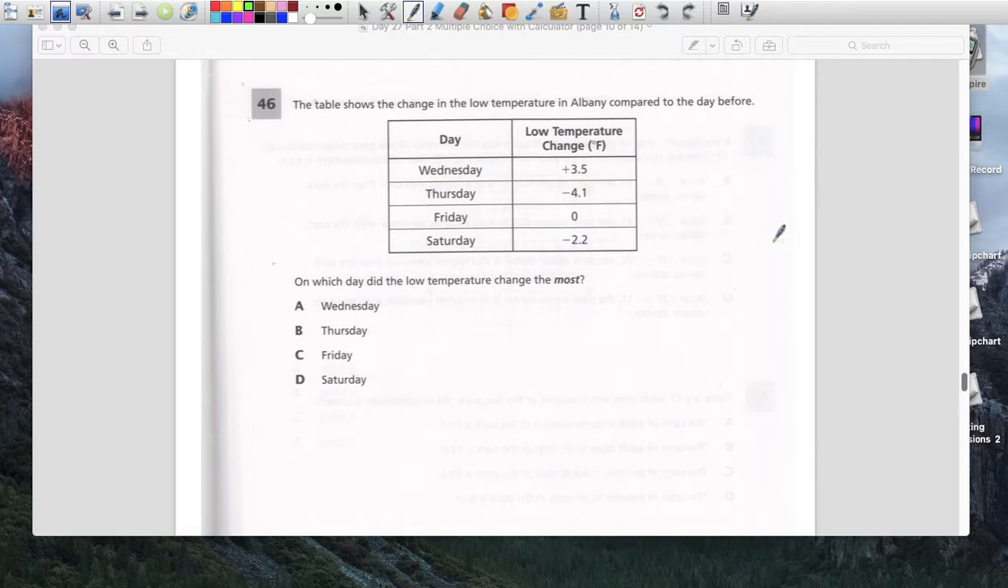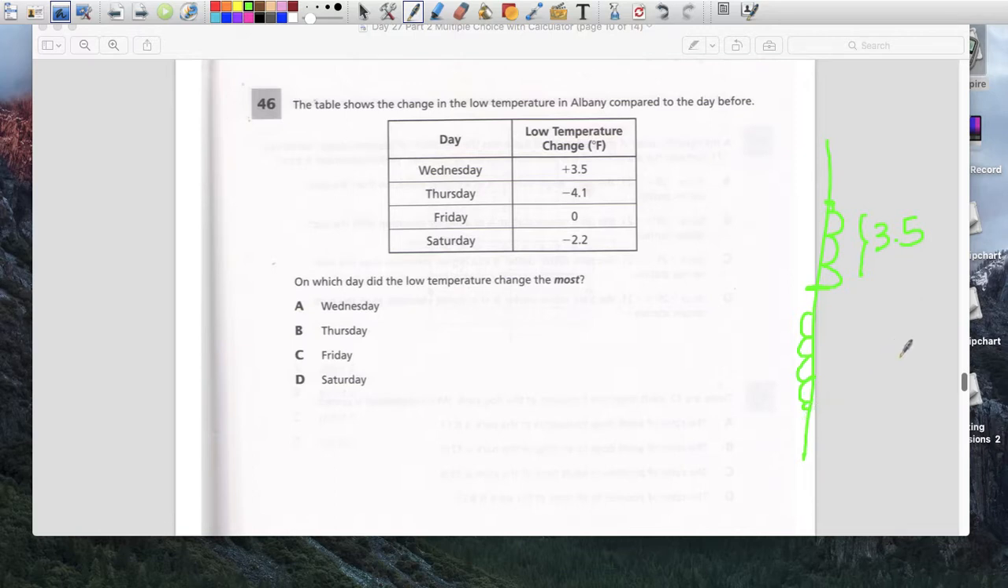So wherever the temperature was, whatever temperature it was, it went up 1, 2, 3.5. That's what they're saying. From Wednesday to Thursday, there was a change of negative 4.1. Minus 4.1 means that it traveled 1, 2, 3, 4.1. That's how much it changed. It got colder for sure, right? Because it was a negative, so it got colder, but the temperature change was 4.1 degrees.